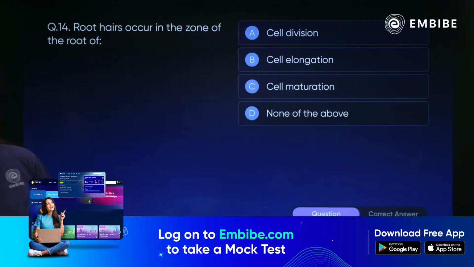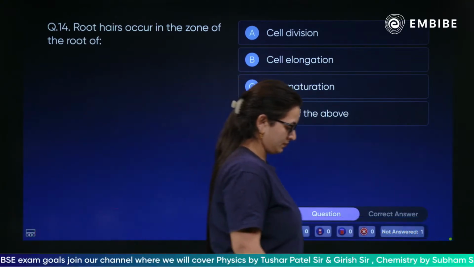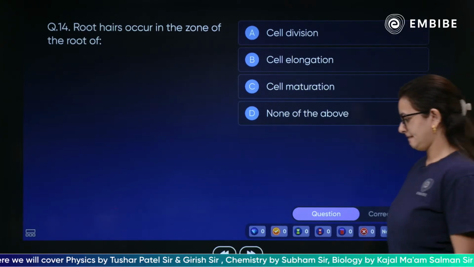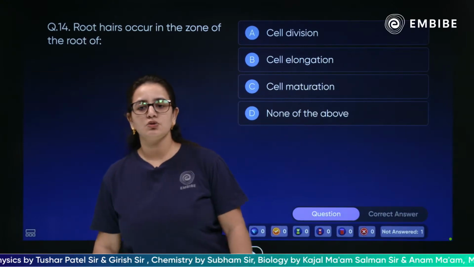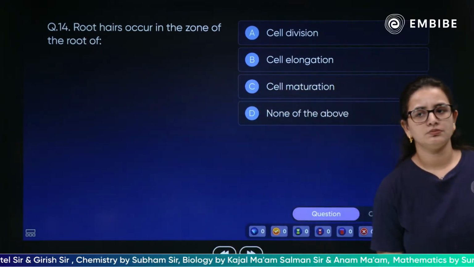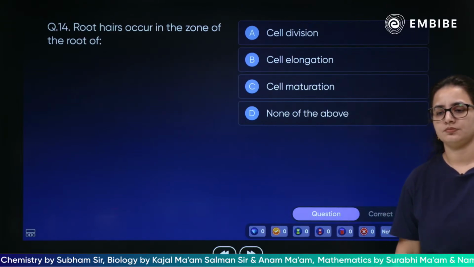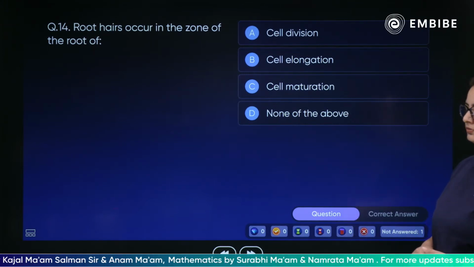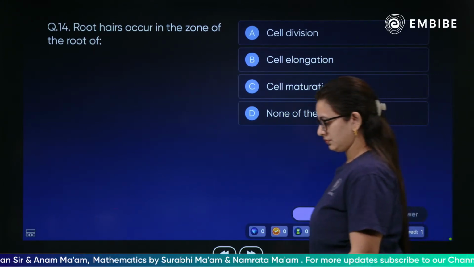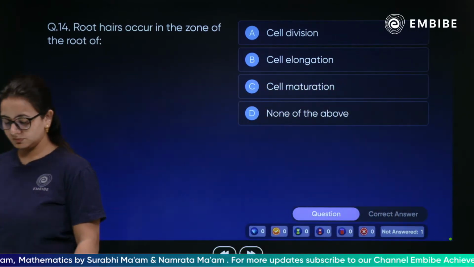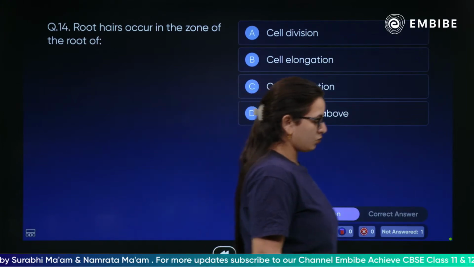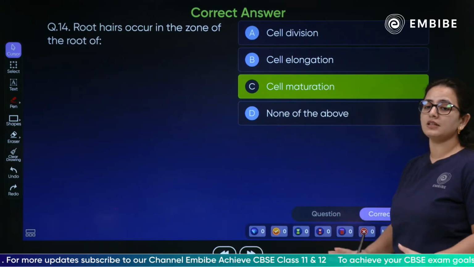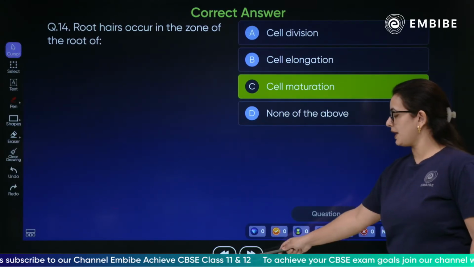Root hairs are present in which zone of the roots? Root hairs occur in the zone of cell maturation. The region of maturation is where the root hairs are basically present. This we have discussed.